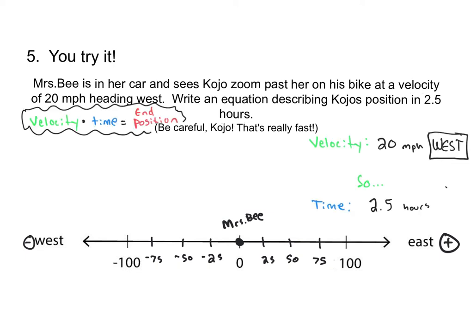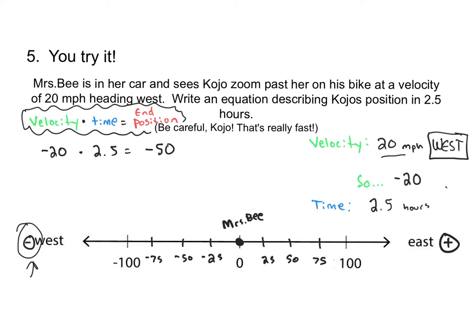Here's what I wrote down. So my velocity, or Kojo's velocity, I should say, is 20 miles per hour west. Since west are all of my negatives, that means that my velocity is negative 20. So I'm going to write negative 20 in my formula. My time is positive 2.5. This is time moving forward, which means my ending position, negative 20, times positive 2.5, a negative times a positive will always be a negative. We're going to land at negative 50.